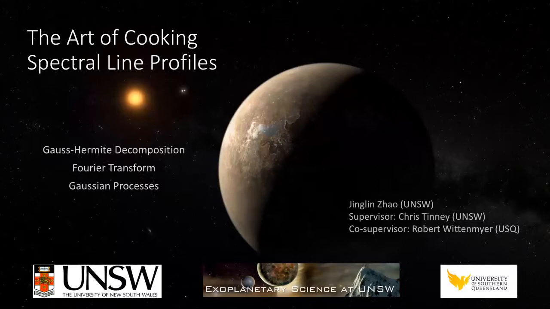Adam just mentioned the importance of knowing the star in order to know the planets. I will talk about how much we can do without knowing much about the star. I'm going to introduce you to three recipes today: the Gaussian decomposition, Fourier transform, and Gaussian processes.